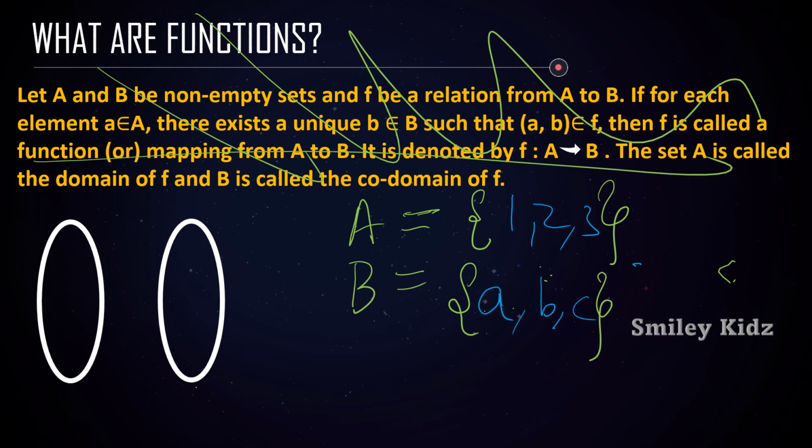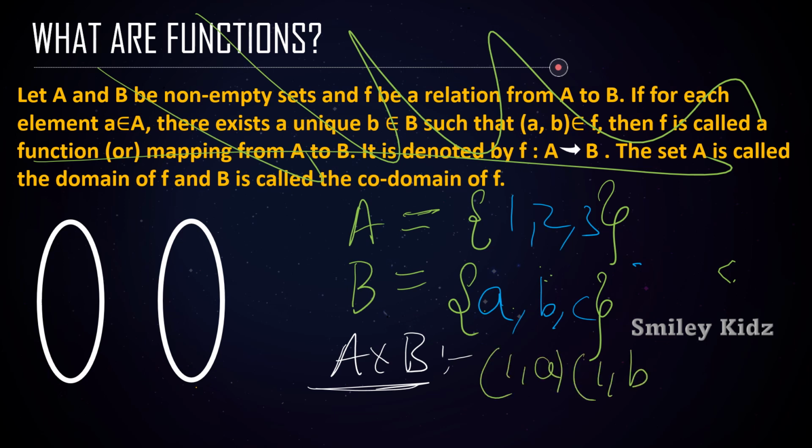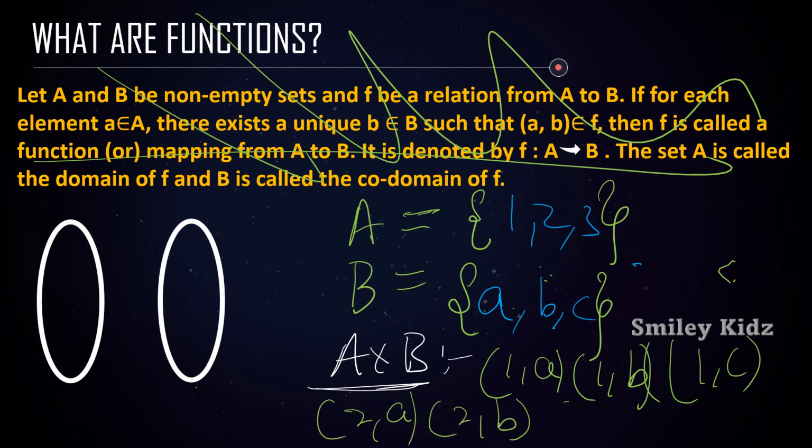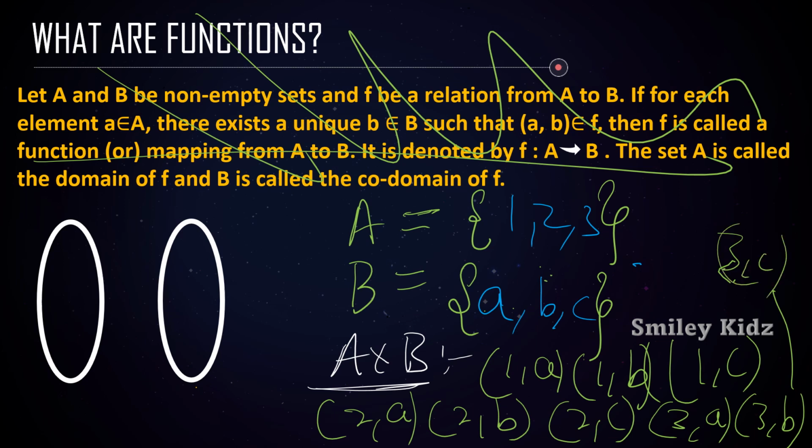Now, my friend asked me to multiply A and B. And I said, my friend, well, I'm not weak at multiplying, so I did it. 1 comma A, 1 comma B, 1 comma C. Then 2 comma A, 2 comma B, 2 comma C. And then I said 3 comma A, 3 comma B, and finally 3 comma C. But he did not agree with this. He said to represent this in a unique manner.